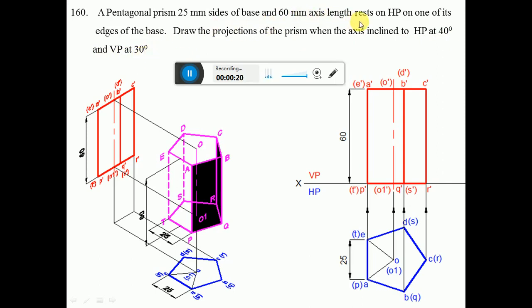Since it has been given that the pentagonal prism rests on HP, obviously we have to start from HP, so you have to start from the top view. When you place the prism on HP, you have the pentagon such that one of the edges rests on HP. The edge which is resting on HP has to be perpendicular to VP. So we can see here PT is the edge which is perpendicular to VP.